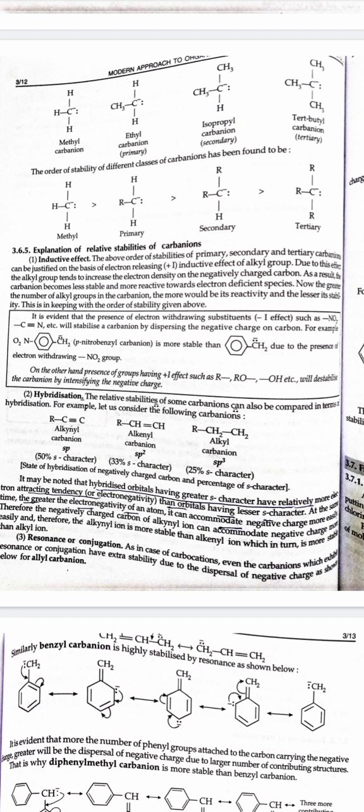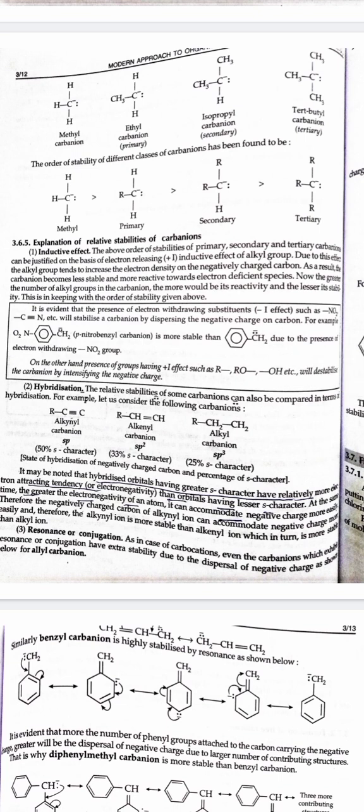It may be noted that hybridized orbitals having greater s character have relatively more electron attracting tendency than orbitals having lesser s character. At the same time, the greater the electronegativity of an atom, the more easily it can accommodate negative charge. Therefore, the negatively charged carbon of alkynyl ion can accommodate negative charge more easily, and hence the alkynyl ion is more stable than alkenyl ion, which in turn is more stable than alkyl ion.